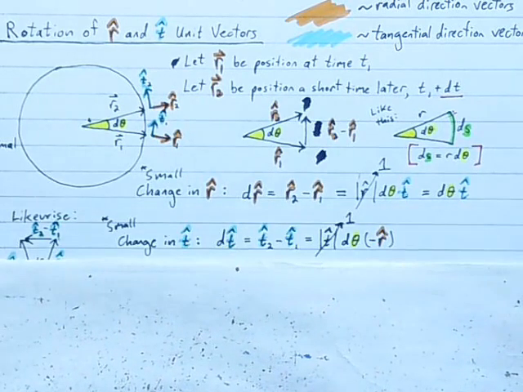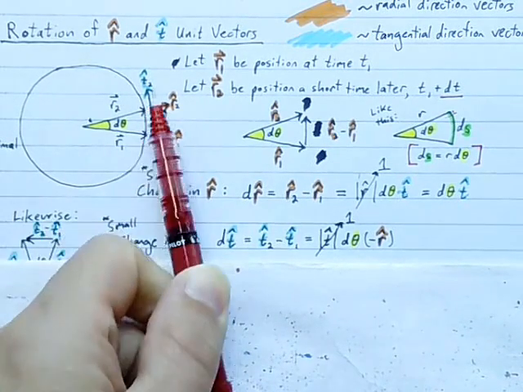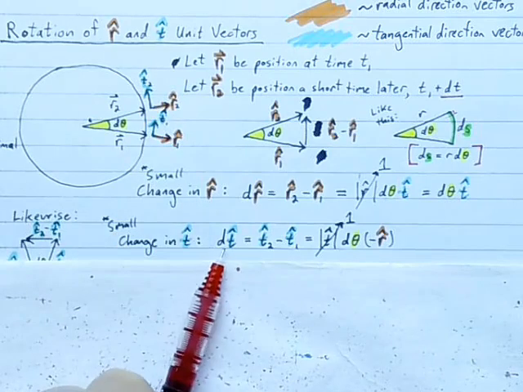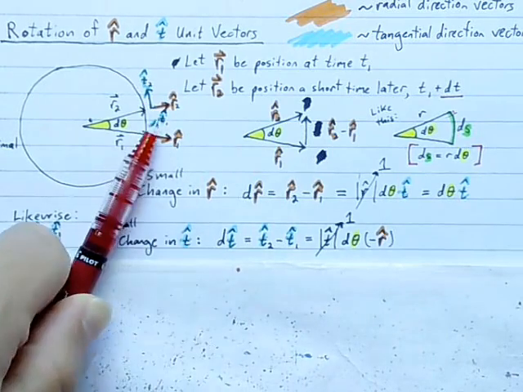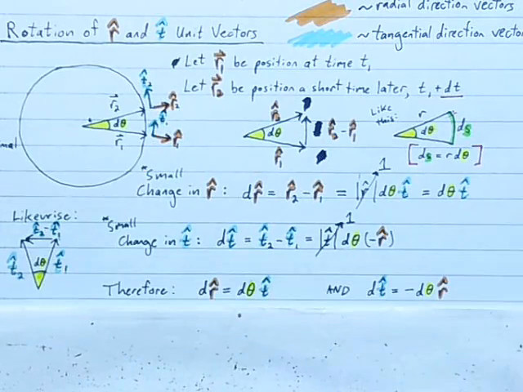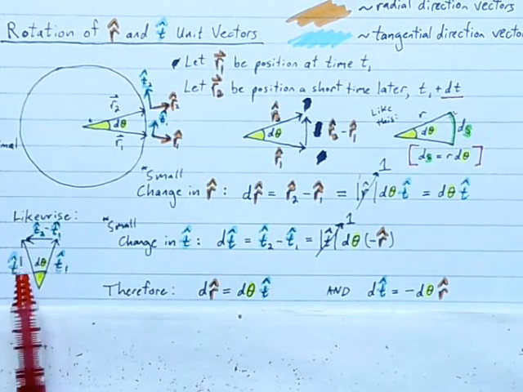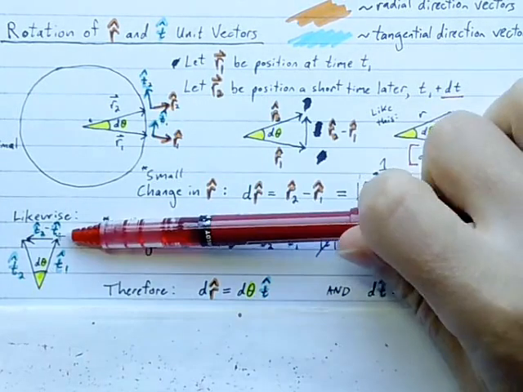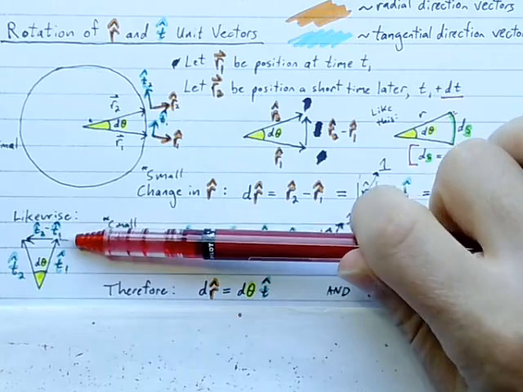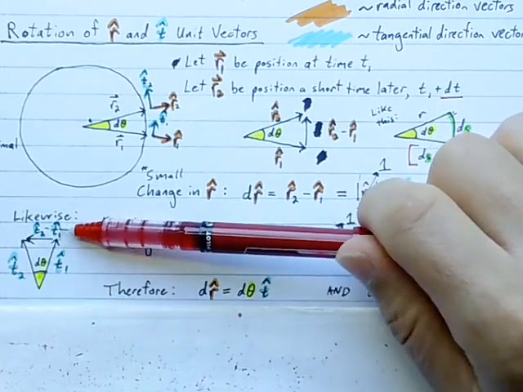Likewise, let's argue about the small change in that t hat vector. Here's t hat 1, here's t hat 2. So the change is t hat 2 minus t hat 1. Okay, so we need this vector minus that vector. I've got that triangle drawn over here. So here's t hat 2 and t hat 1. I've drawn them tail to tail. And so t hat 2 minus t hat 1 would be this vector here, pointing from the head of t hat 1 to the head of t hat 2. That little vector there is t hat 2 minus t hat 1.